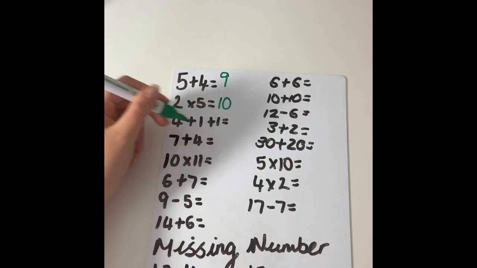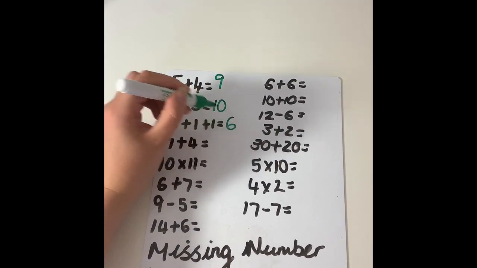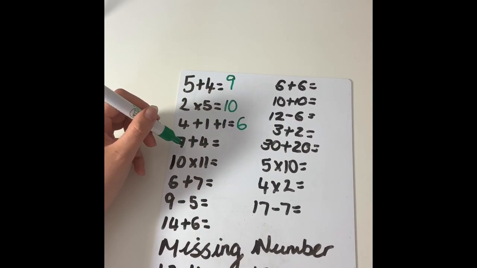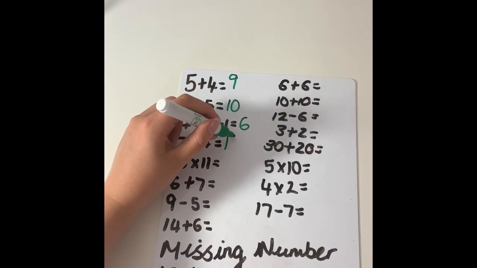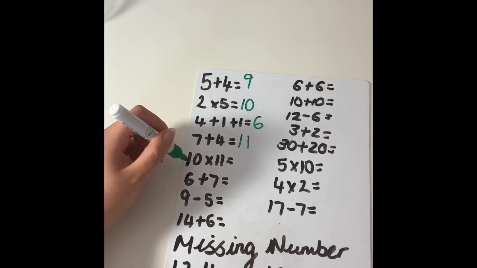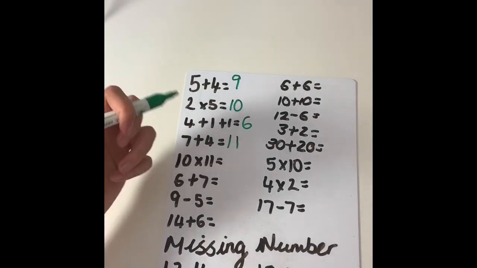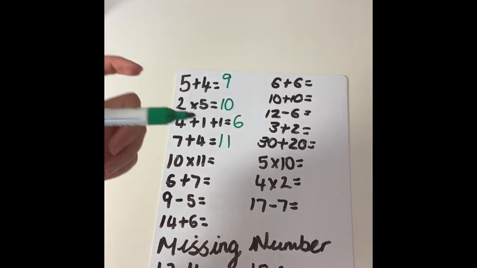4 add 1, add 1. 4 add 1 is 5. 5 add 1 is 6. 7 add 4, well, I know 7 add 3 equals 10, so I'm going to add 1 more on. 10 times 11, well, I know 11 times 10, so 10, 20, 30, 40, 50, 60, 70, 80, 90, 100, 110.